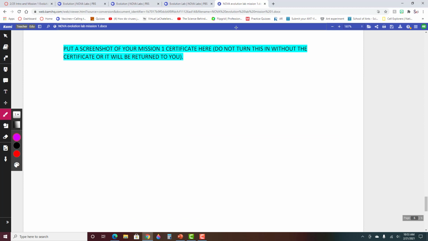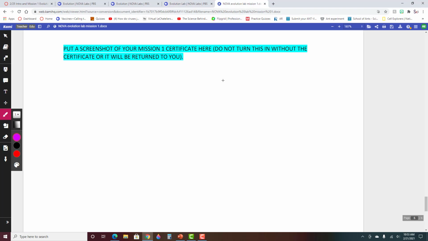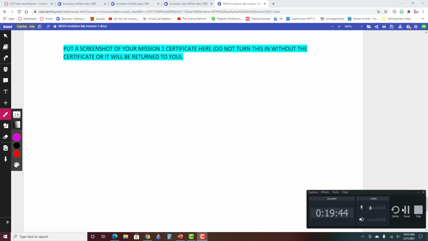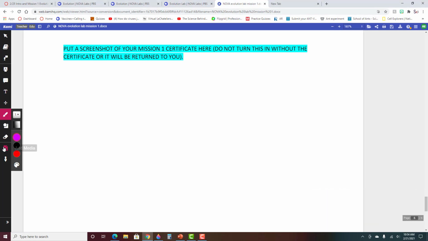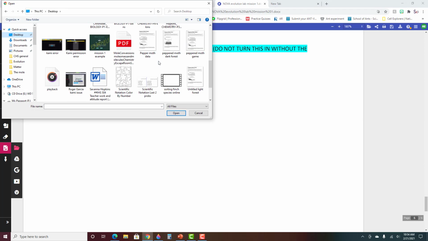Okay, now this page. Go to the Evolution Lab screen and take a screenshot of this screen here and save it to your computer. And then you want to open it from your computer. Remember where you saved it, and then you're going to insert it here.